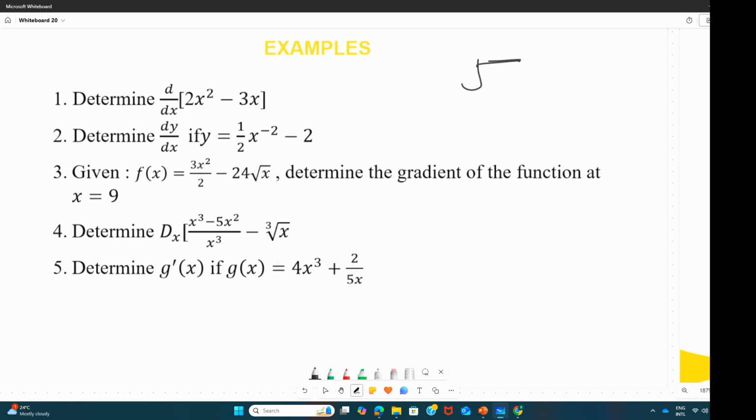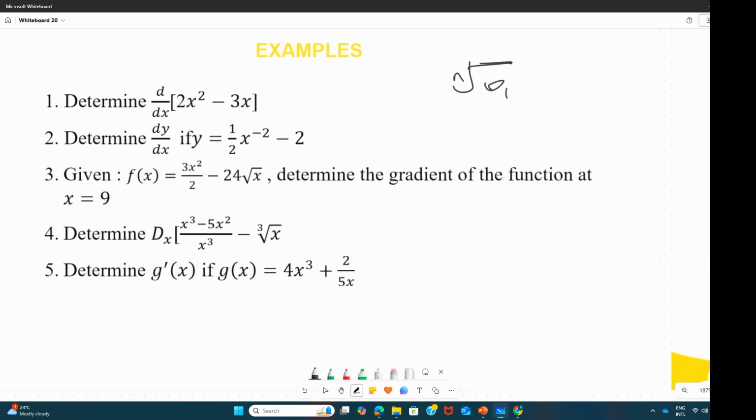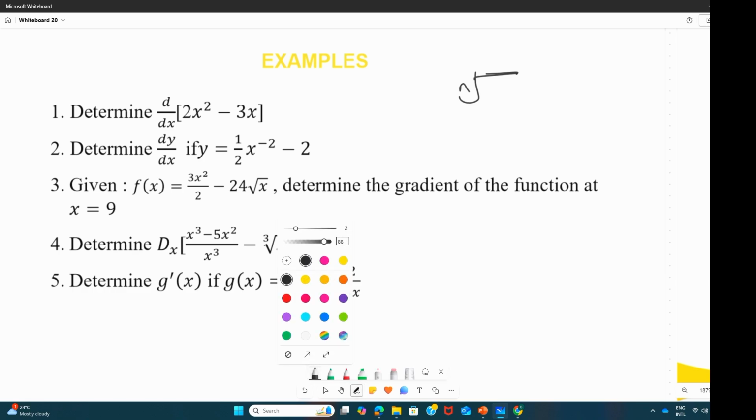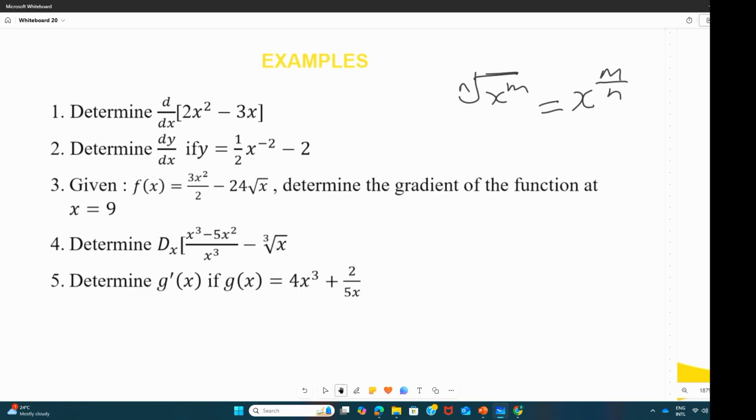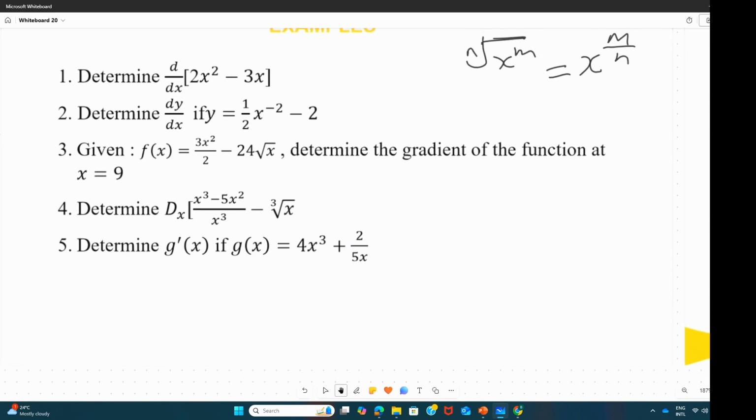So if we're fixing that root, remember that in grade 9, which is the laws of exponents, if ever you have the n-th root of x to the power m, your answer, if you are writing that in exponential form, will be x to the power, the exponent of x divided by n. That is how you change the root into an exponent. So we are going to do the same thing here when we are solving this one.